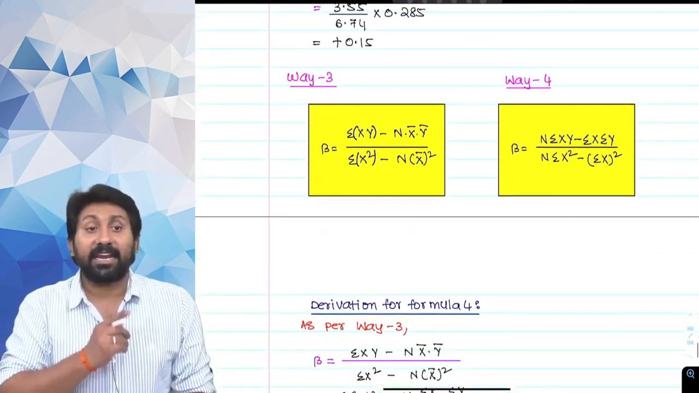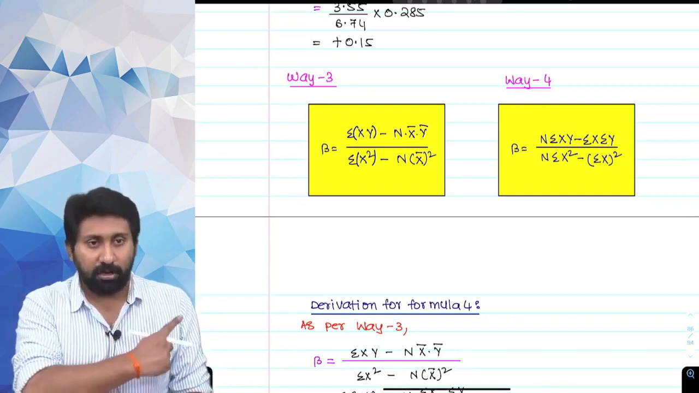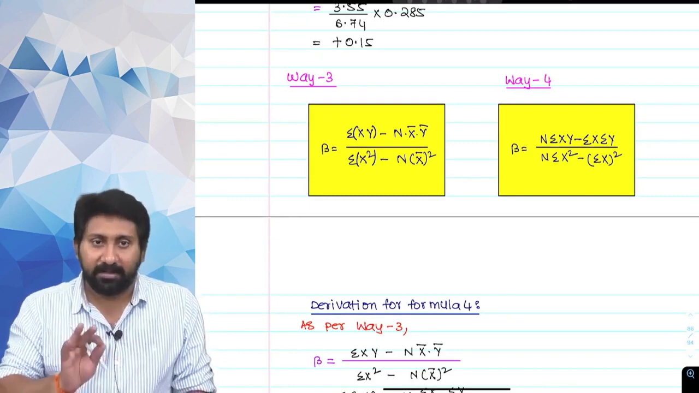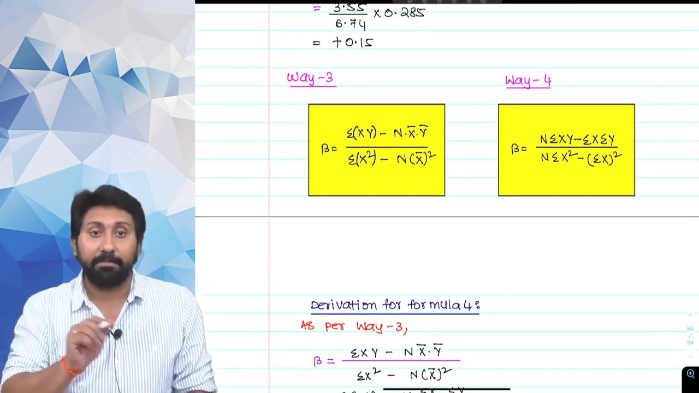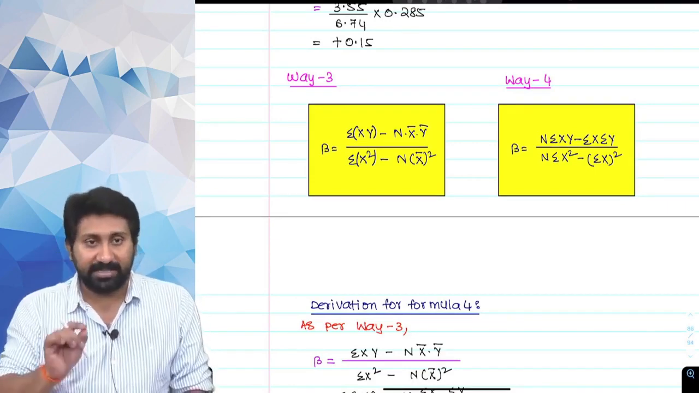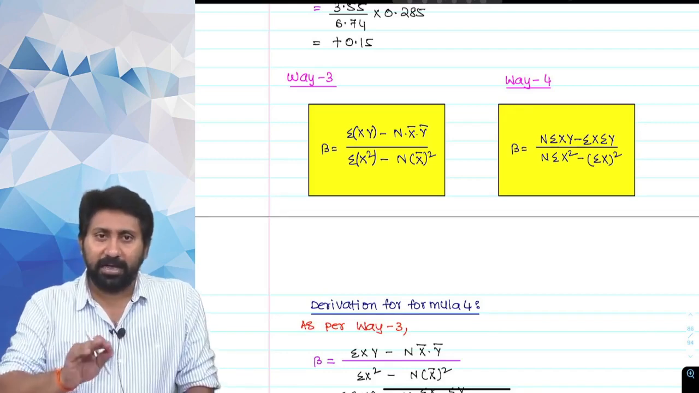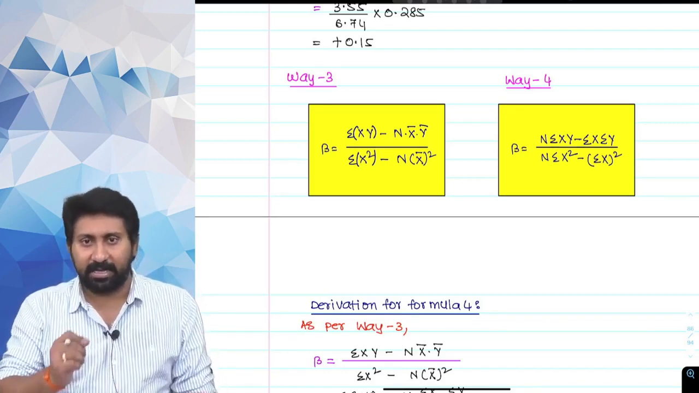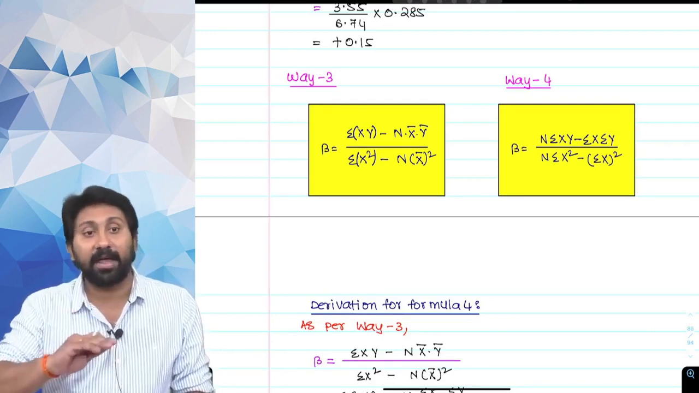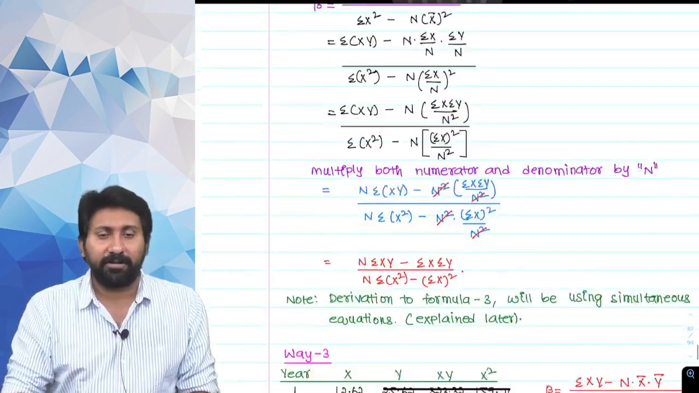These are called regression equations. If you solve them, you will get this particular answer. Sigma xy minus n x bar y bar, divided by sigma x square minus n x bar whole square. Way number 4: n sigma xy minus sigma x sigma y, whole divided by n sigma x square minus sigma x whole square. Solved it. Fourth formula derivation also I have done.